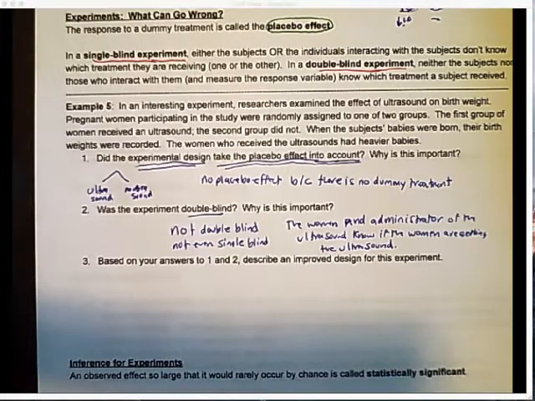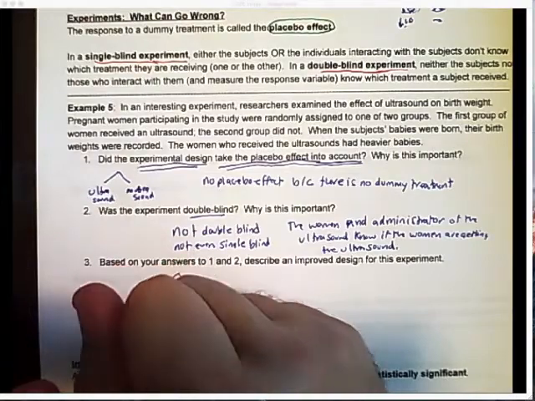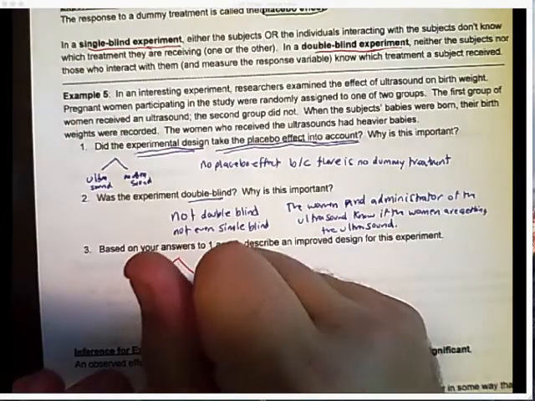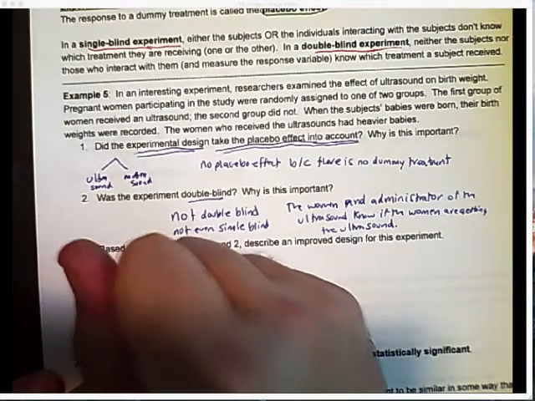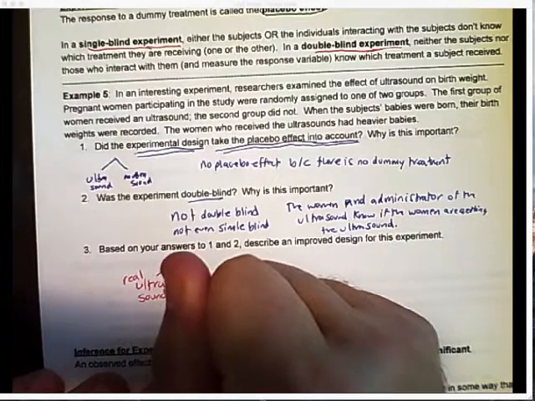So it says, based on your answers to 1 and 2, describe an improved design for this experiment. So here's one possible way: we can do ultrasound. One group could get an ultrasound, or I'll call it a real ultrasound, and the other could get a fake ultrasound. So what do I mean about fake ultrasound?